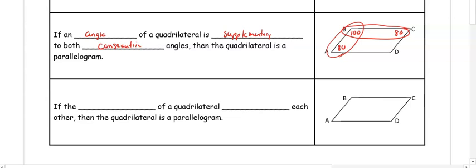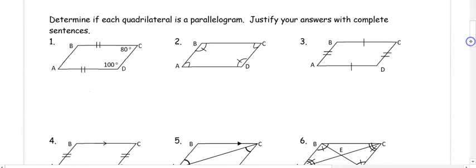And lastly, if the diagonals of a quadrilateral bisect each other, then it's a parallelogram. So if our diagonals here bisect each other, remember that all four pieces are not going to be equal because one diagonal is going to be longer than the other, but they are bisecting or cutting each other in half. So determine if each is a parallelogram. If each quadrilateral is a parallelogram, justify your answers.